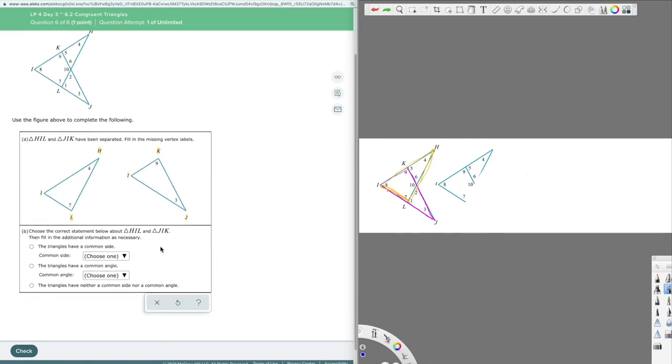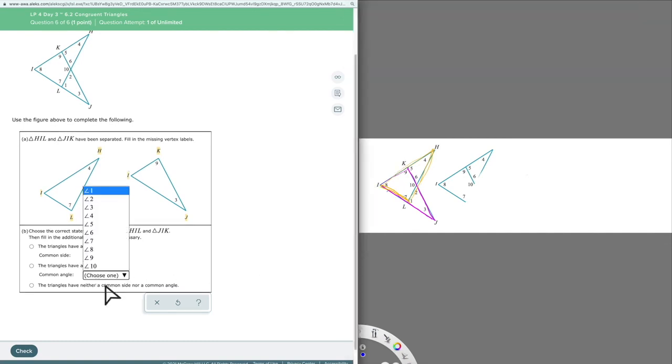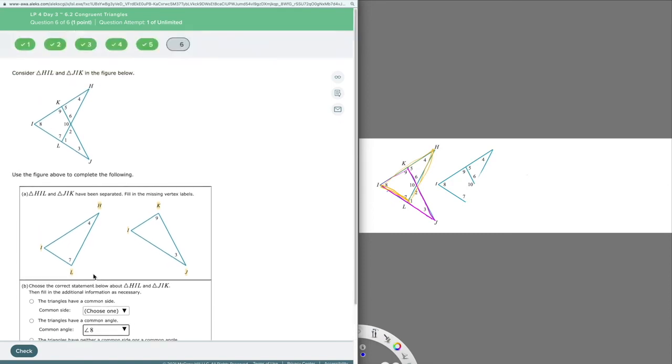So we're going to choose the correct statement below about HIL and JIK. So the triangles have a common side. Well, they kind of share pieces. So they share this piece, they share this piece, but they don't share an entire side. So that's not true. The triangles have a common angle. Well, we just talked about that. They both do share the entire angle here, this angle I. So we're going to choose angle I, or 8, because they relabeled it 8 on here. The triangles have neither a common side nor a common angle. So this is just a visual. They want you to separate this out so that you can see they actually share an angle or share a side.